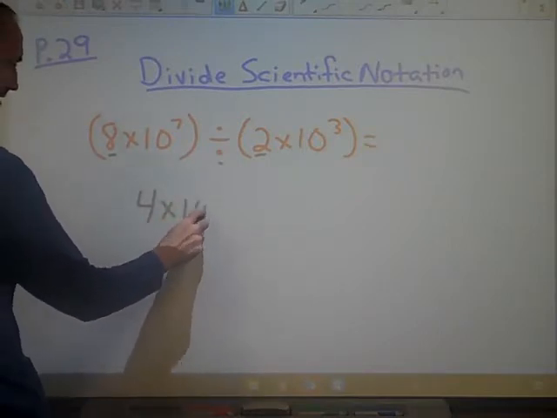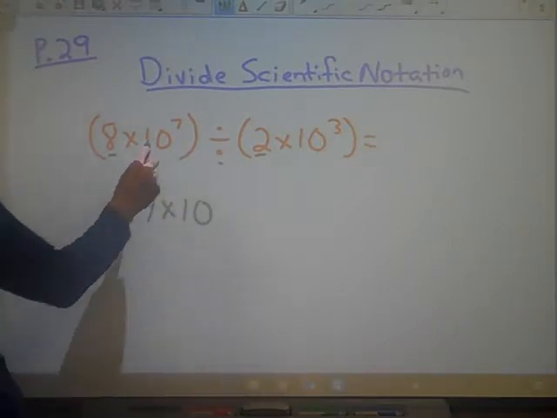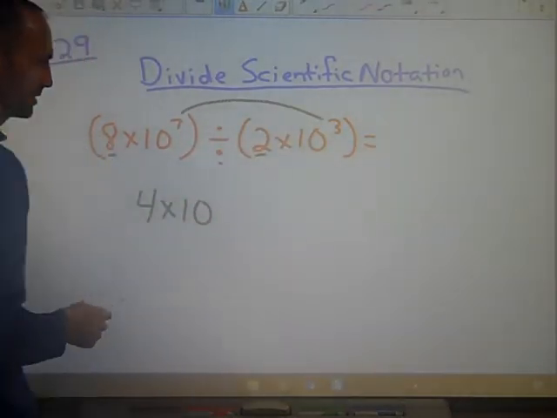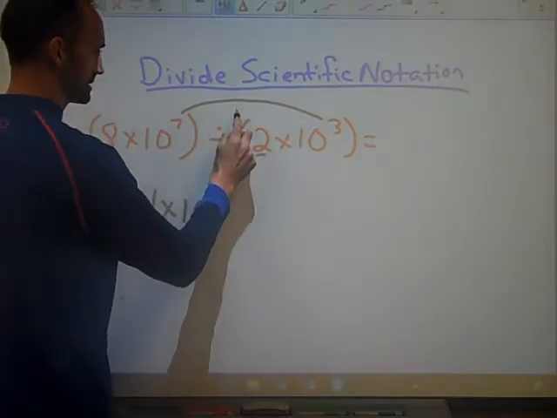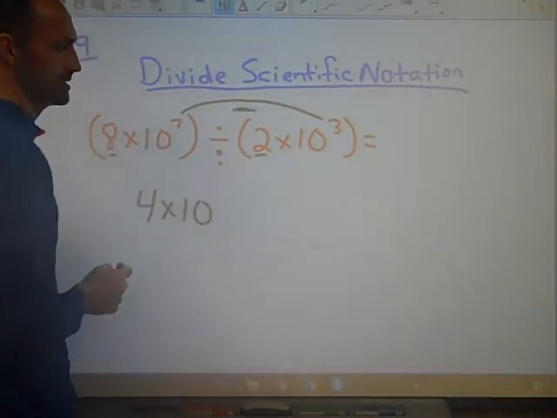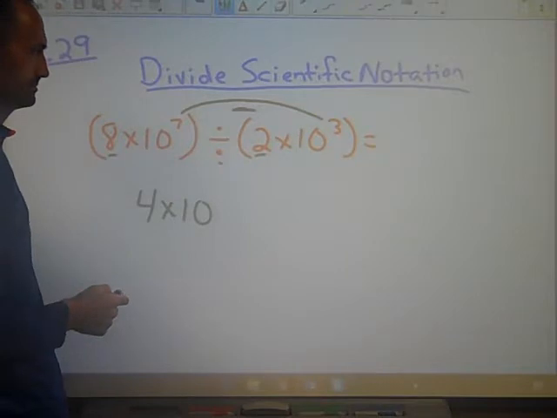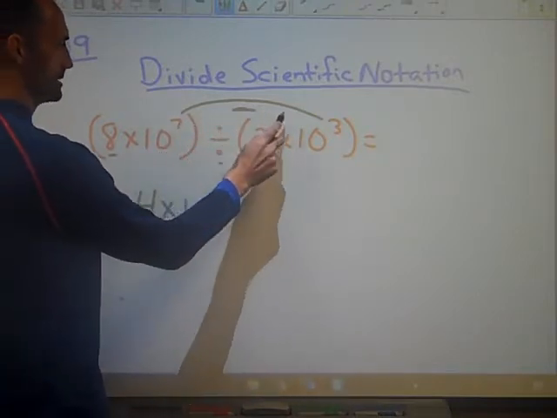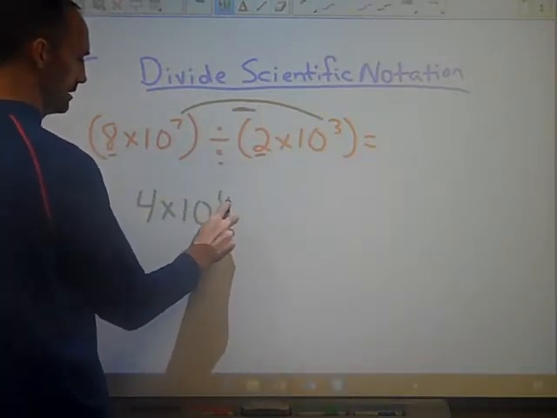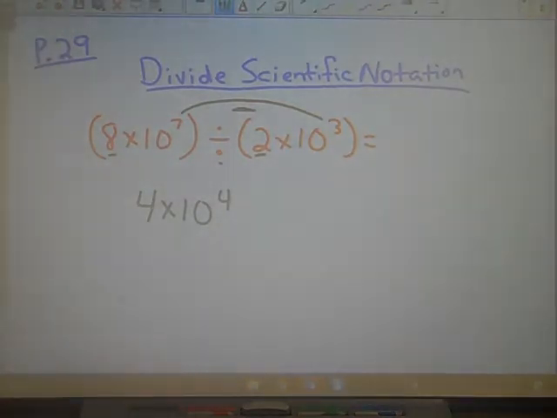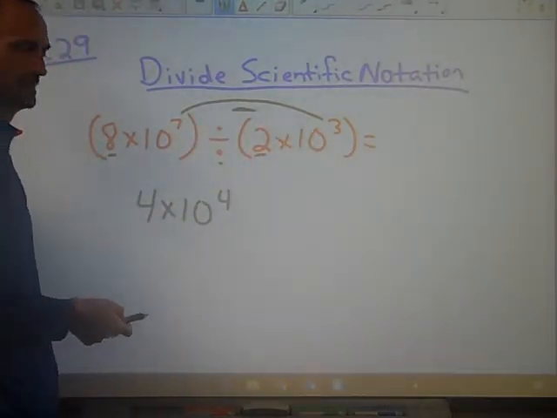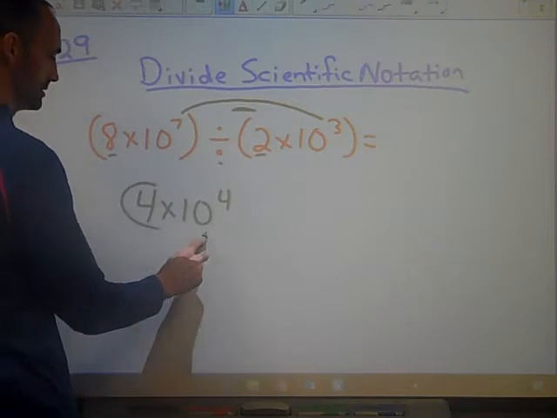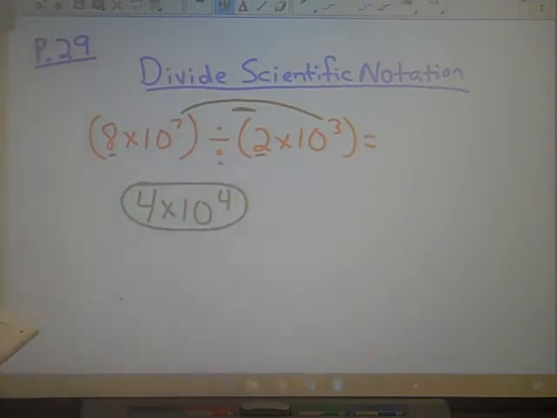Times 10 to the, this time, when we divide exponents, we are actually going to subtract them. 7 minus 3 is 4. When we divide exponents, we subtract. 7 minus 3 is 4. I'll show you in the next example how that works.